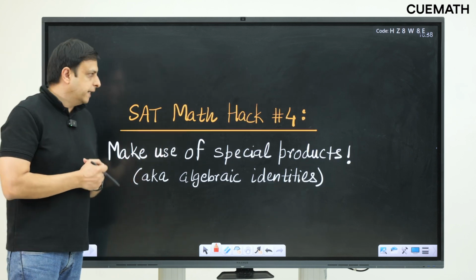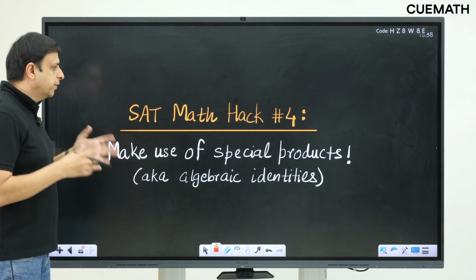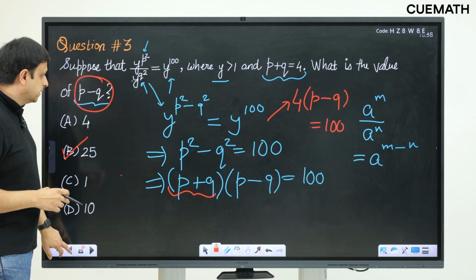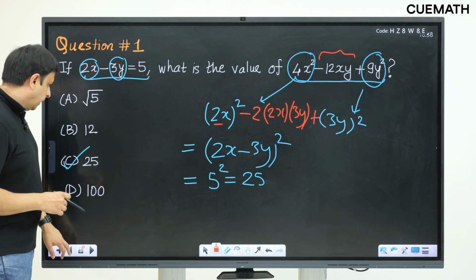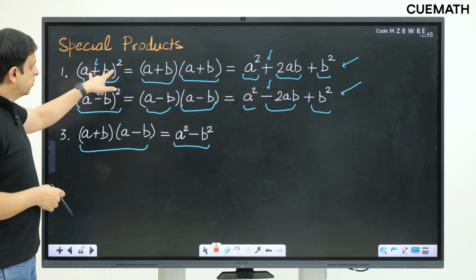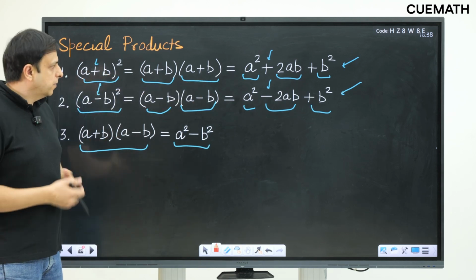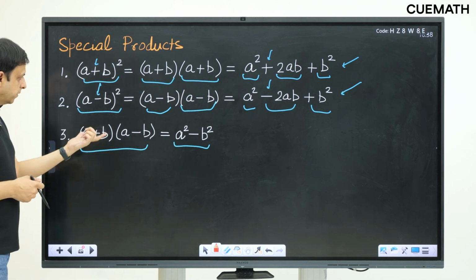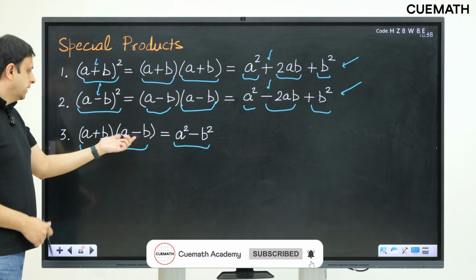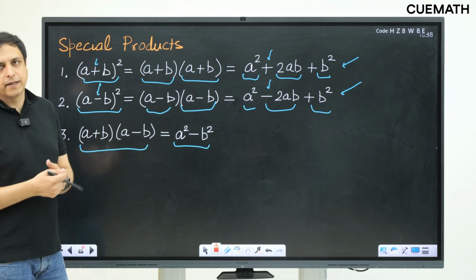So, this was SAT math hack number 4. Make use of the 3 special products that we saw, or the 3 algebraic identities which come up very often on the SAT math test. (a plus b) whole square, which is a square plus 2ab plus b square. (a minus b) whole square is a square minus 2ab plus b square, and (a plus b) times (a minus b) is a square minus b square.